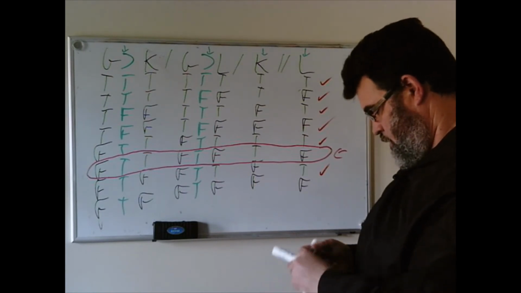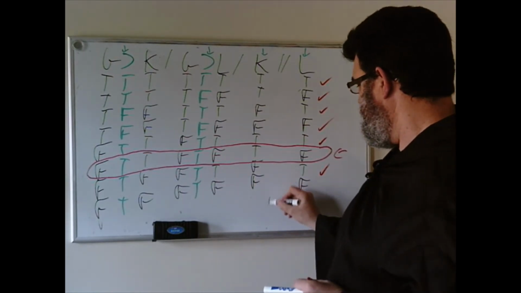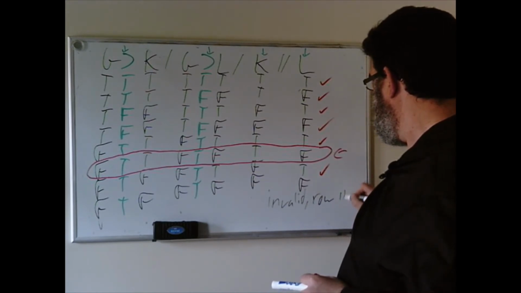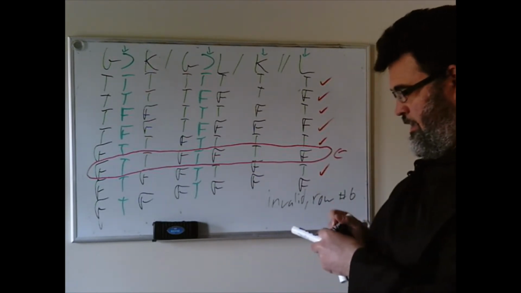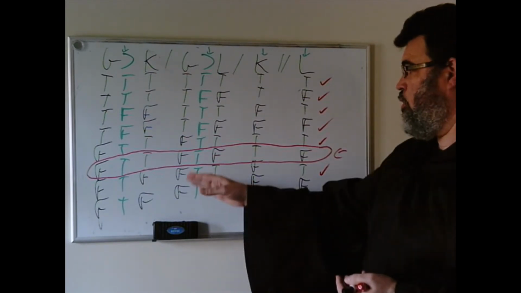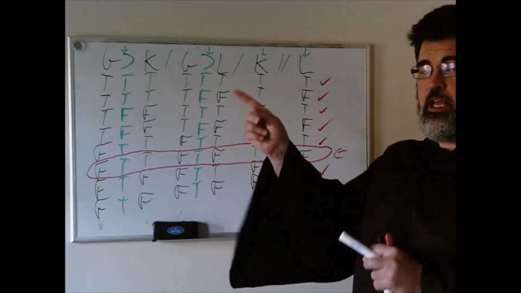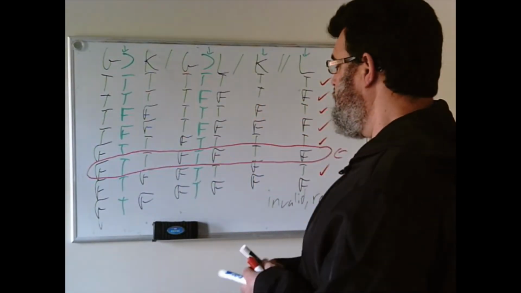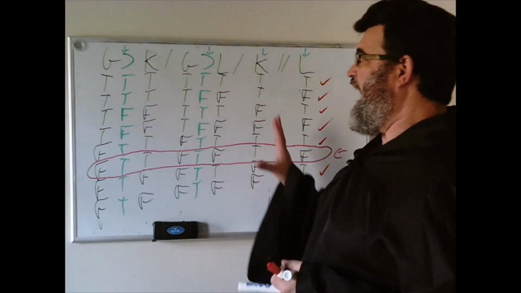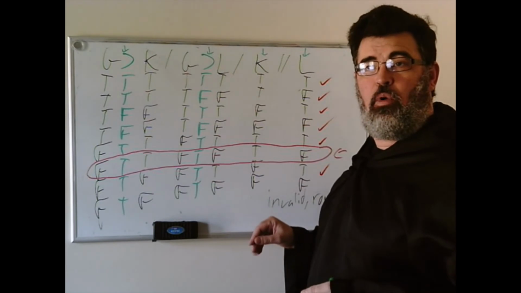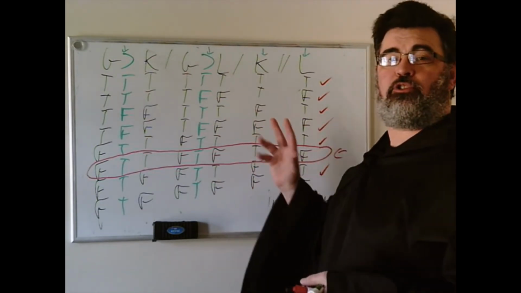And so, lost the marker. I say invalid, row 6. Doesn't matter how many rows have all true premises and a false conclusion. Just one is enough to make it invalid. Make sure I get my marker here. All right then. So I can take any propositional argument that I want, and I can draw a truth table to test its validity.